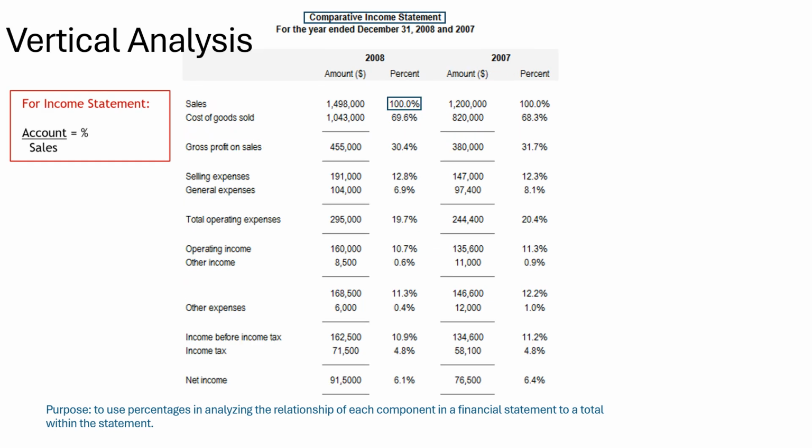And then vertical analysis for the income statement. Remember, sales or revenue will be your base amount. It will be equal to 100%. And then each item below the sales all the way down to net income, they will be computed to a percentage based on the proportion of that particular item to the sales amount, that base amount.